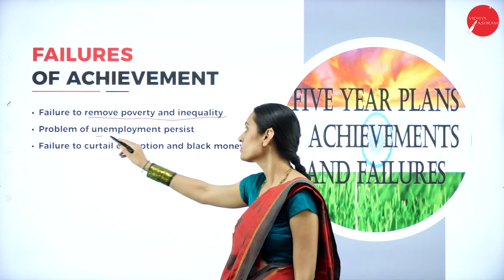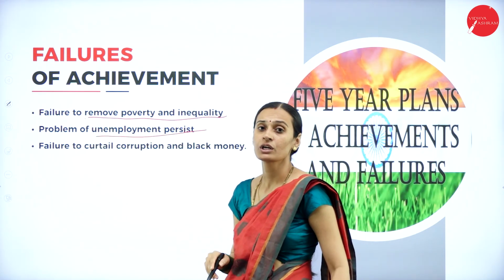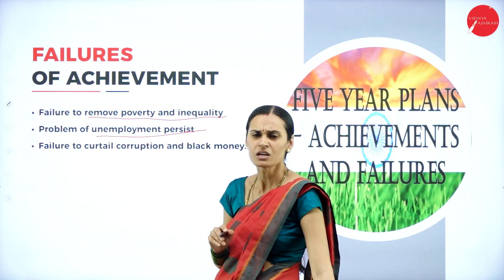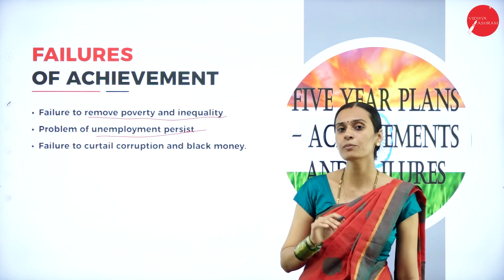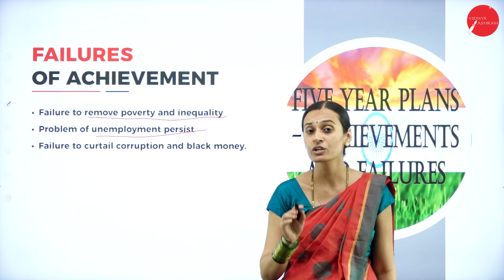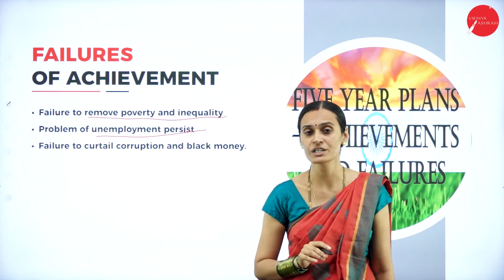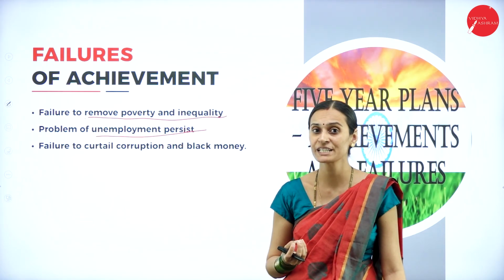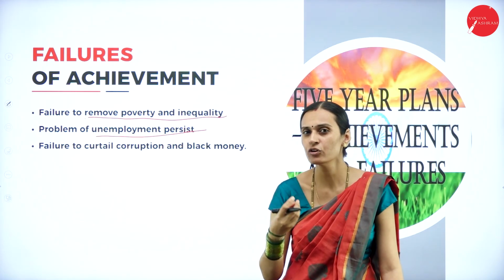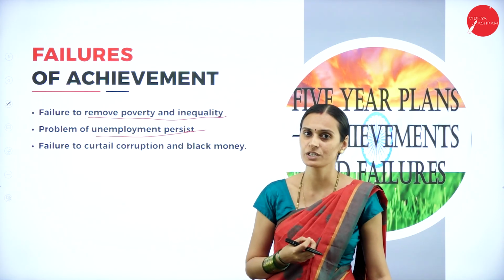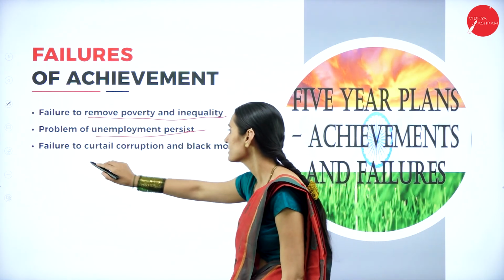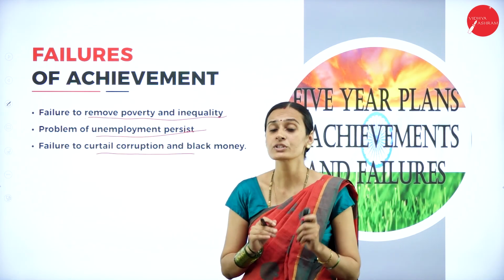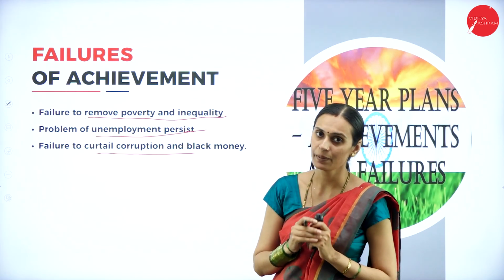And next, problems of unemployment persist. Till date we have problems of unemployment. The government introduced a lot of employment generation programs, but we are not able to get those opportunities because of lack of skills, or ignoring government facilities, or only very few people are able to grab those opportunities. And next, corruption and black money. So these are the real problems which caused the failure of economic planning.